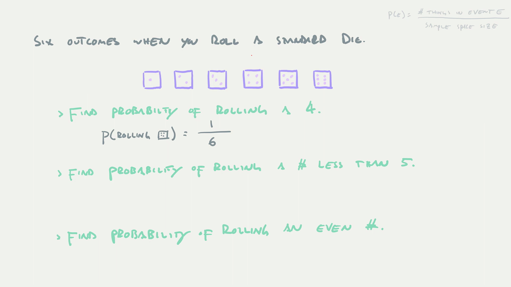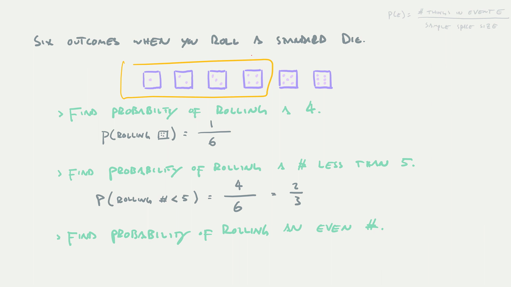The next one, find the probability of rolling a number that's less than 5. Again, I wrote it out, probability of rolling a number less than 5. How many numbers are less than 5 on a standard die? There's 4 of them, right? 1, 2, 3, and 4 are all less than 5. So the number of things in our event is 4, and the denominator is still 6. So we'd have 4 over 6, which you could then reduce to 2/3.